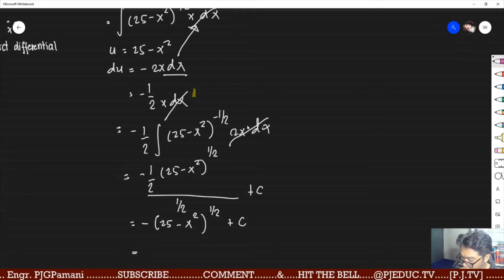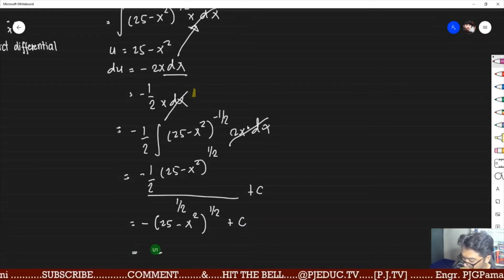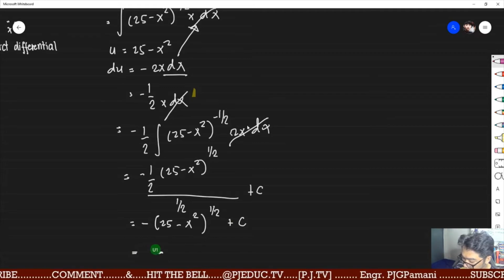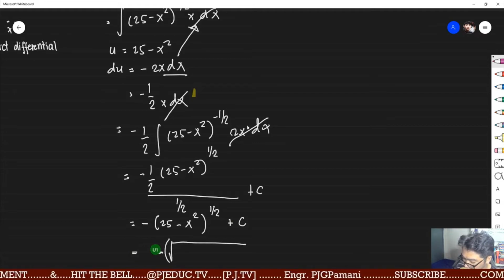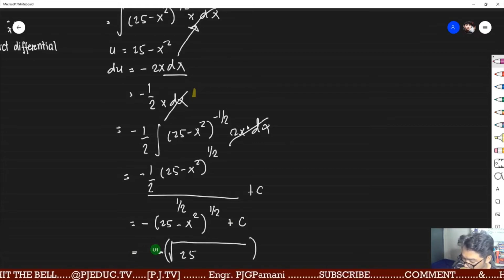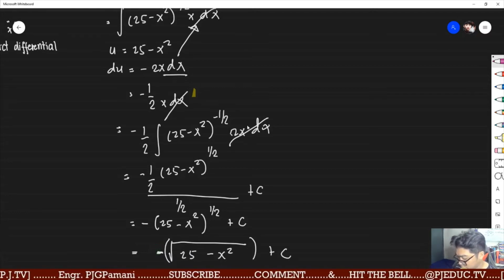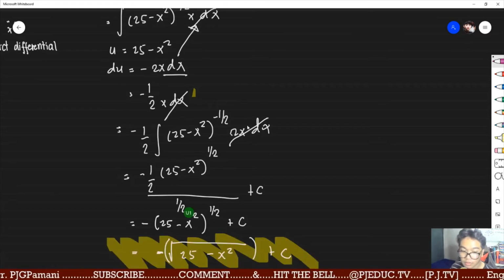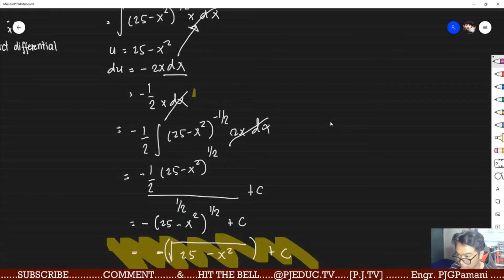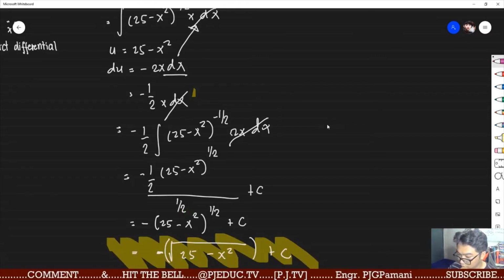But you cannot take the square root of a negative integer. Basically, that is still the square root of 25 minus x squared plus c. So, that is our final answer. That's all for that one.